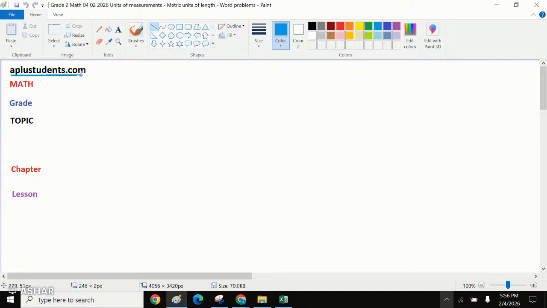First thing you need to do is go to aplusstudents.com. You need to go to the website. Once you're on the website, you select math as your subject. Since this is a maths lesson, this is a lesson for grade 2 maths. The topic for today is units of measurements.